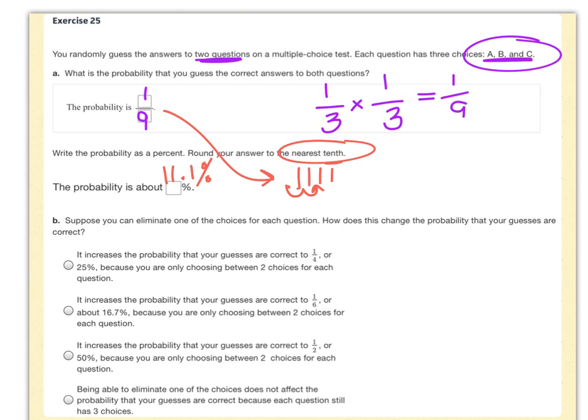Part B says suppose you eliminate one of the choices for each question. Right? Like, you're smart, so you know it's not option B for the first one. Maybe you know it's not option C for the second one because you've eliminated some. Well, how would that increase your probability? If you can eliminate one of the choices, you would make this 2. You'd make it a 1 out of 2, right? So if you know one of the answers isn't right automatically, then you have a 1 out of 2 chance of getting it right. And same for the next question. You have a 1 out of 2, which means you'd have a 1/4 or 25% chance. So you increase your percentage quite a bit to 25%. So that would be the first option here.